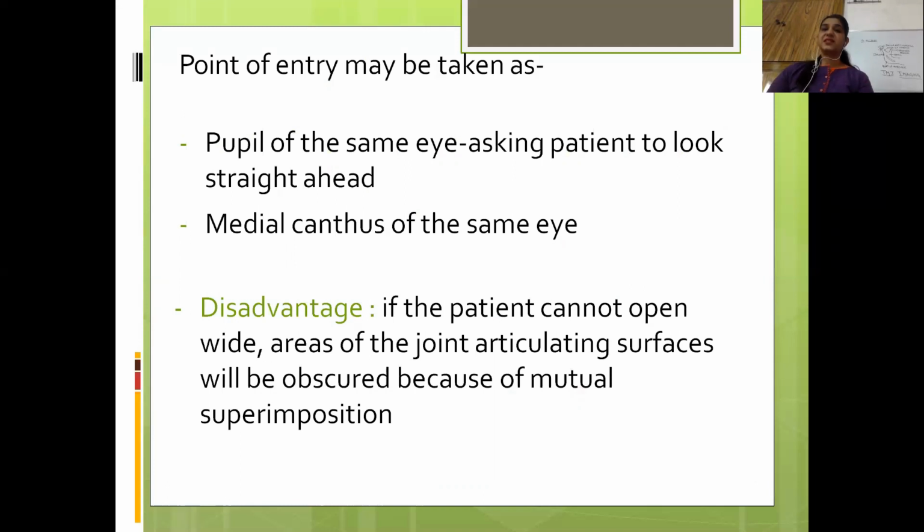The disadvantage is that if the patient cannot open wide, areas of the articular joint surfaces will be obscured because of the mutual superimposition of many structures present over here. There are the maxillary sinus, the nasal bridge, and the nasopharynx, all the parts of the nasopharynx. So superimposition of soft tissues will be more. So we ask the patient to open the mouth properly. If he can't open the mouth, this view can be compromised.